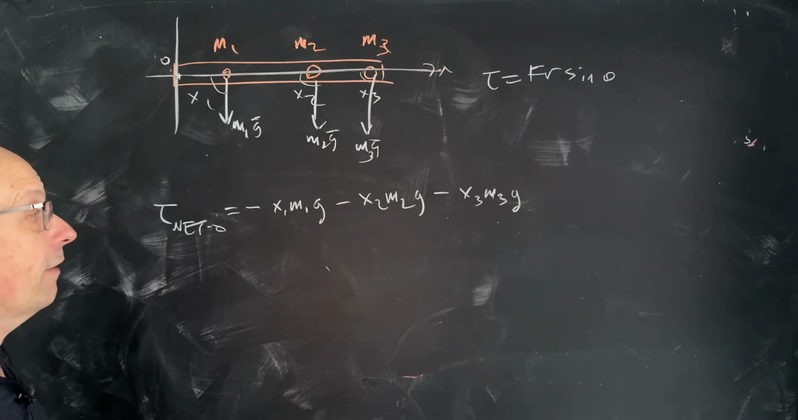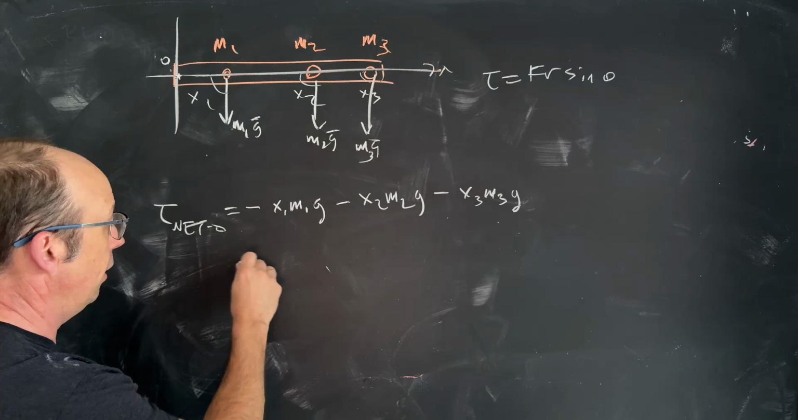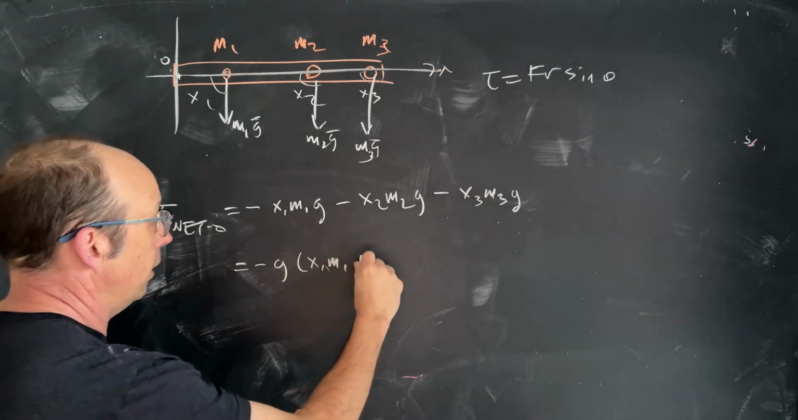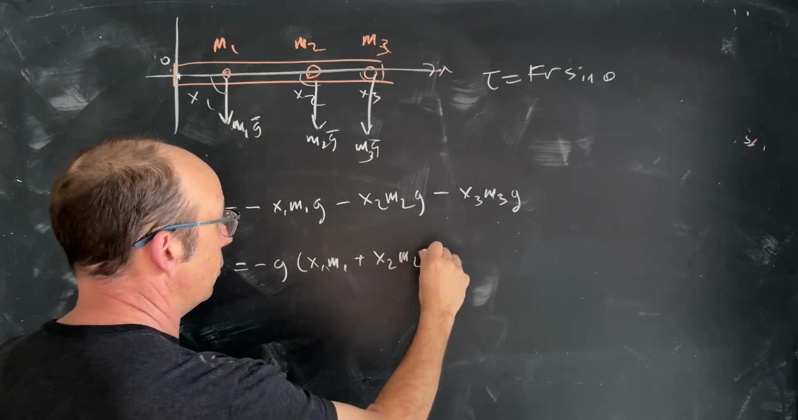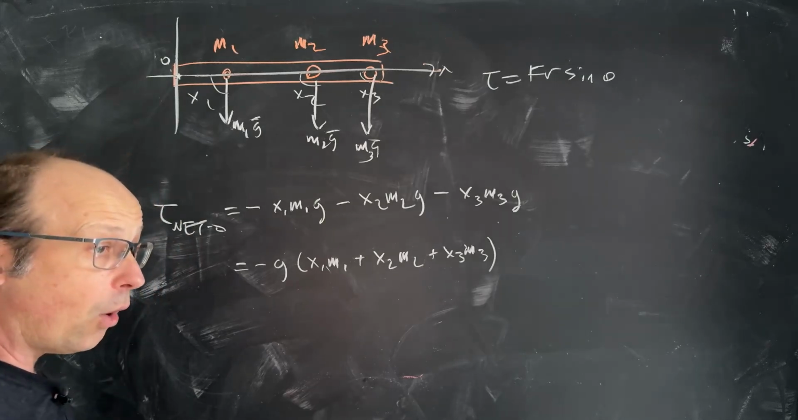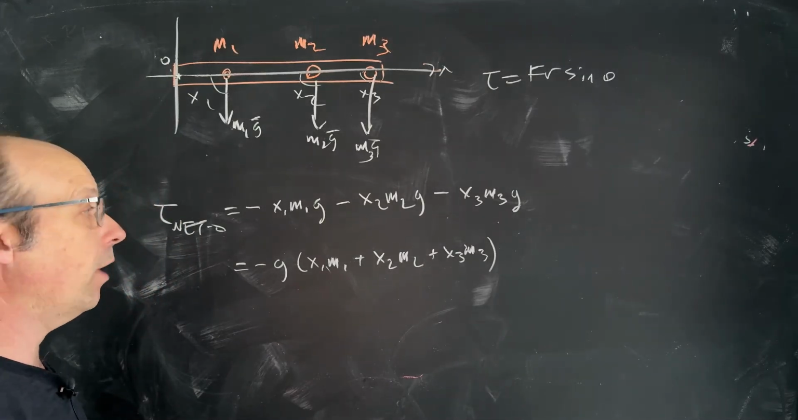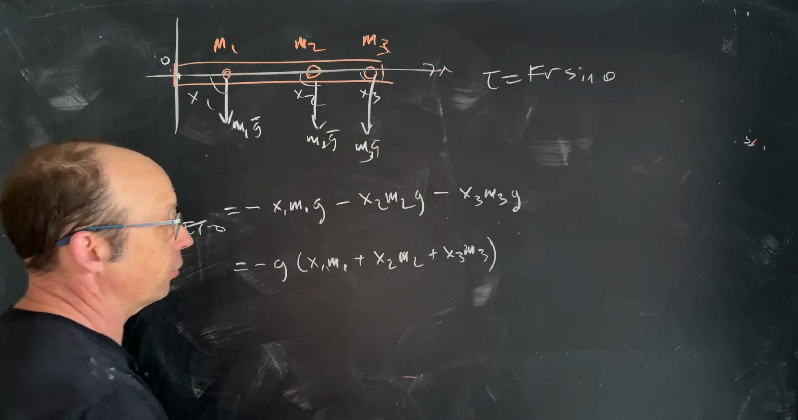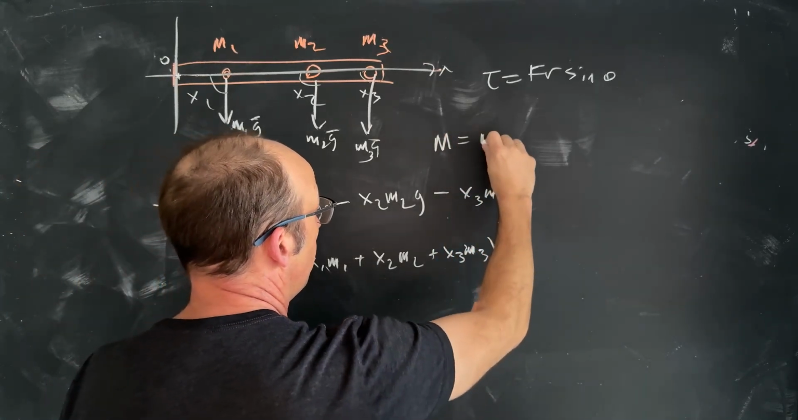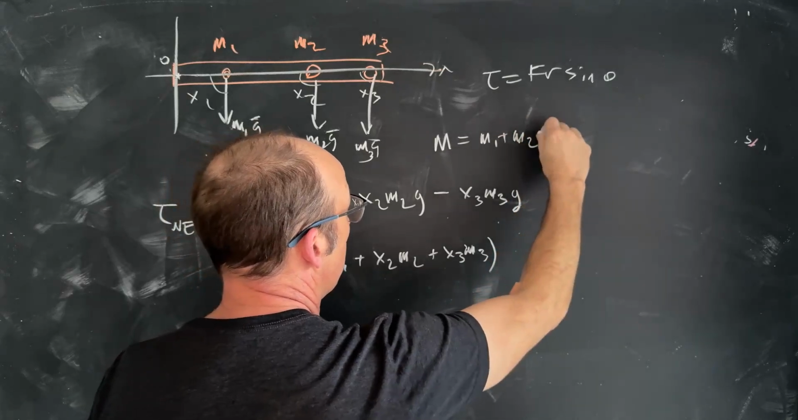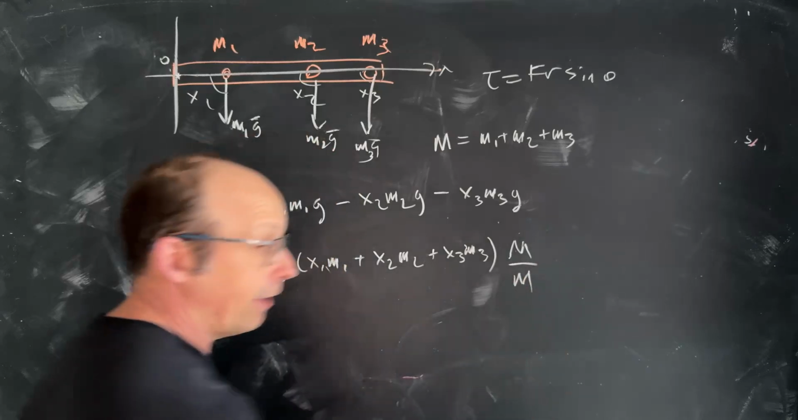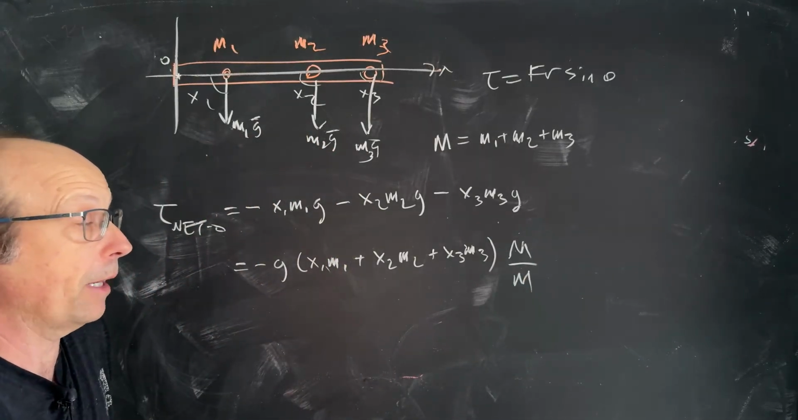Now, you can see that we can factor something out. I can factor out the negative g. So negative g times (x1 m1 plus x2 m2 plus x3 m3). Now, what I want to do is a trick. I want to multiply the top and the bottom by the total mass. So let's say the total mass m is equal to m1 plus m2 plus m3. So I can multiply by m over m, right? That is the fraction 1. I'm not changing anything.